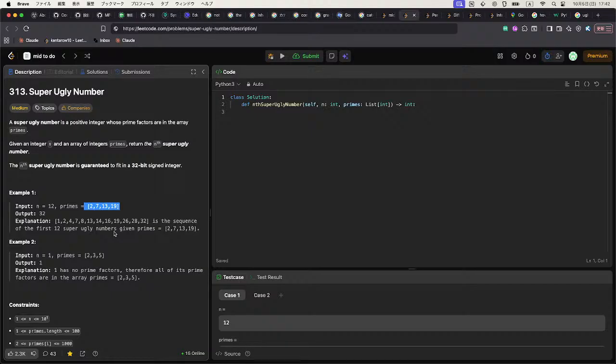Prime factors. There are prime factors. So 2, 2, 2, 1 7, 3 2s 1 13, and 1 2 and 1 7, and 4 2s and 1 19, and 2 13s, 2 2s and 1 7 and 5 2s. Okay, so yeah, we have to generate this sequence.